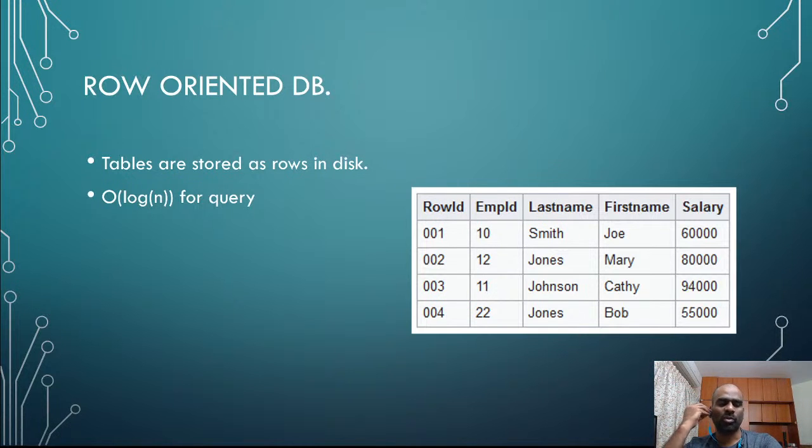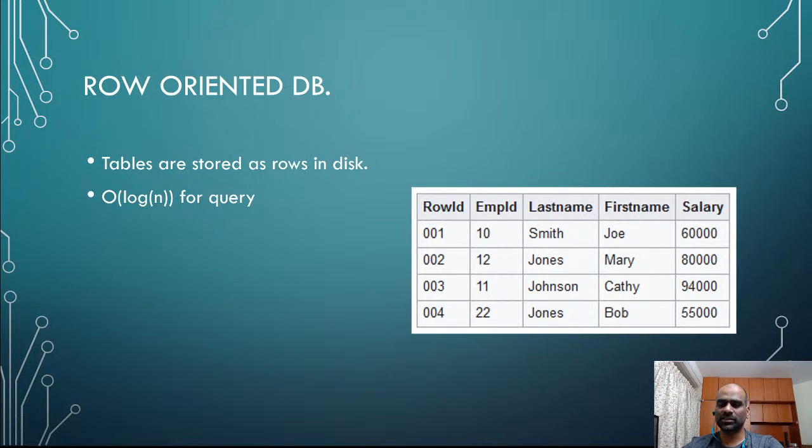That is why the probable case will be order of log n. The worst case will be either order of n or order of log n. I'm not going to complicate that. Order of n takes more time than order of log n. If there are no indexes, it will be order of n. If there are indexes, it might be order of log n. That's the worst case with respect to searching or querying the data.